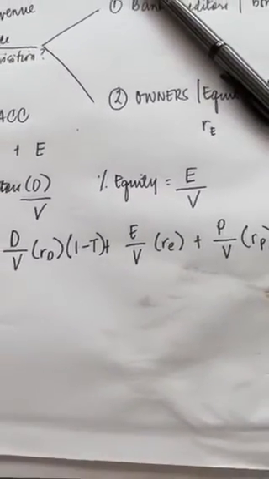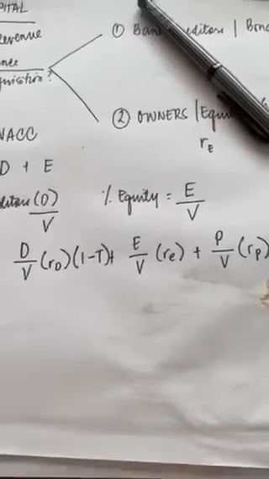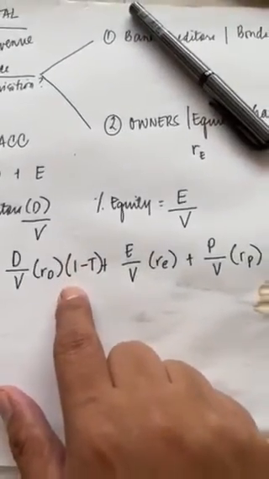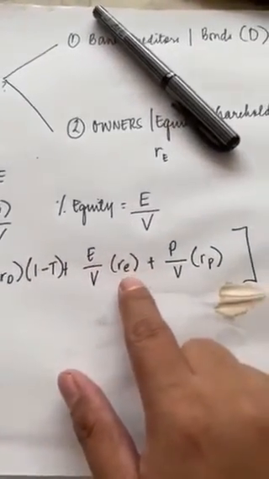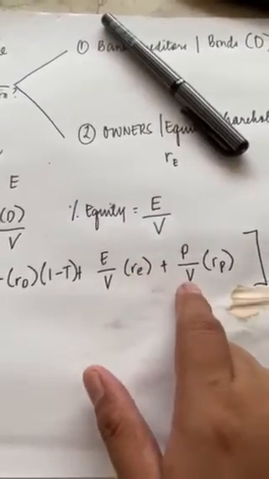Okay. So later I'll discuss with you how to get the different components of cost of capital, starting with the cost of debt. Then we'll go to the cost of equity, both for common and the preference share.